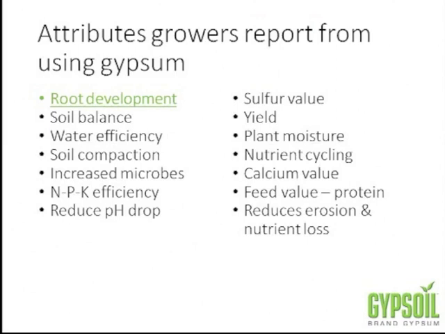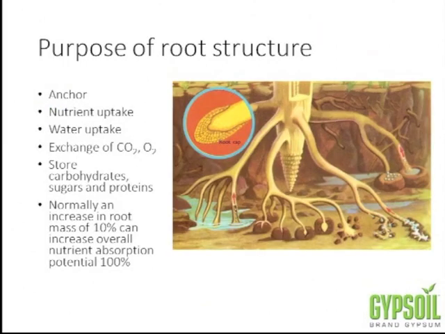The second question I get most generally is, well, what does this do for me? These are kind of the top attributes I've put together for what a grower sees from using gypsum. We won't be able to talk about all these today because I don't think we'll have time, but one of the biggest ones we see is root development. If we're going to grow a crop, the first thing we need to do is grow a good healthy root system. The purpose of a root structure is to anchor the plant, provide nutrient uptake, provide water uptake, exchange carbon dioxide and oxygen, and store carbohydrates, sugars, and proteins.